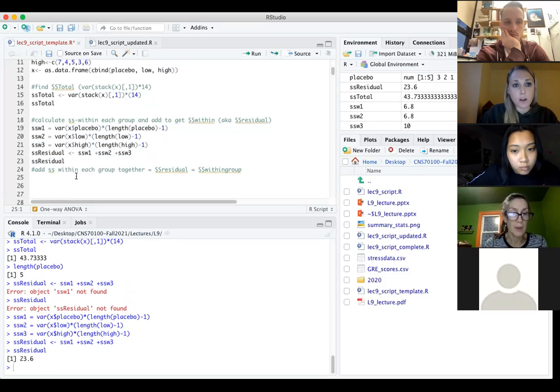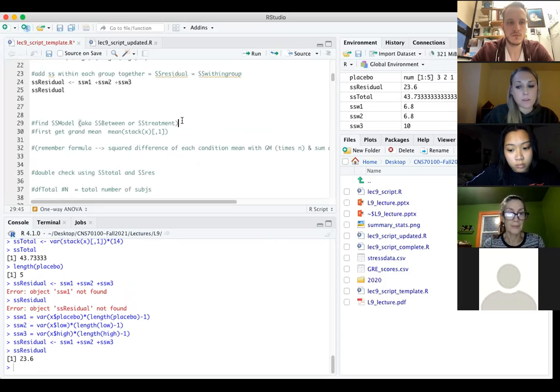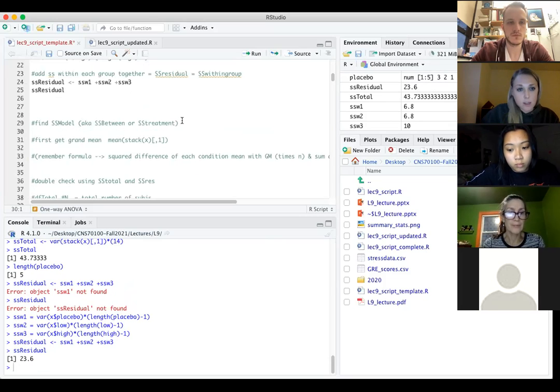And now, if we want to get sums of squares, oh yeah, so that's what I just did here. So adding those together, now our sums of squares treatment. So the very first thing, this is the between group. Remember, now we need to find what the grand mean is. Do you remember what the grand mean stands for?